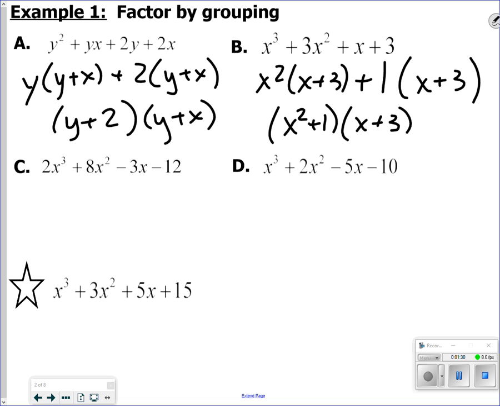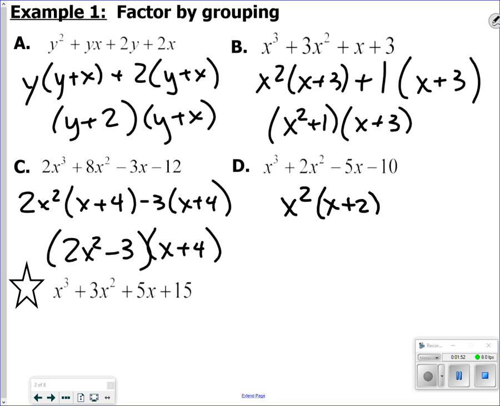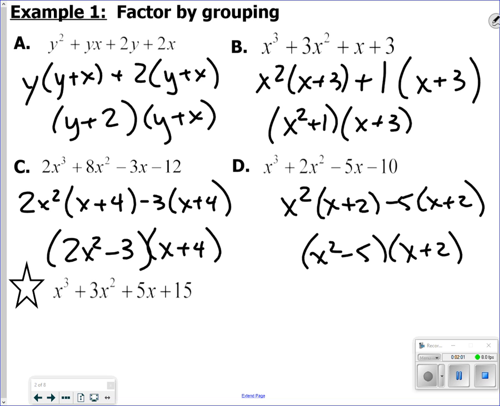So continuing with grouping, and we've done grouping already, so this should actually be a review here. I could take a 2x squared out of the first 2, a negative 3 out of the second 2. Again, because the parentheses are the same, I can group the GCF and keep what's the same. Next one, I can take out an x squared out of the first 2, a negative 5 out of the next 2. Because the parentheses are the same, I group the GCF and keep what's the same.